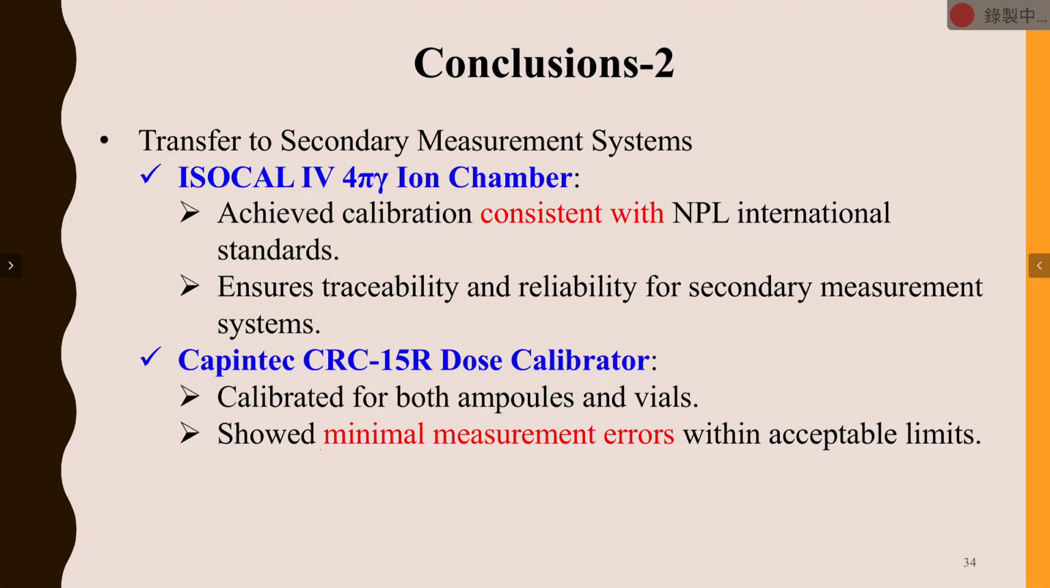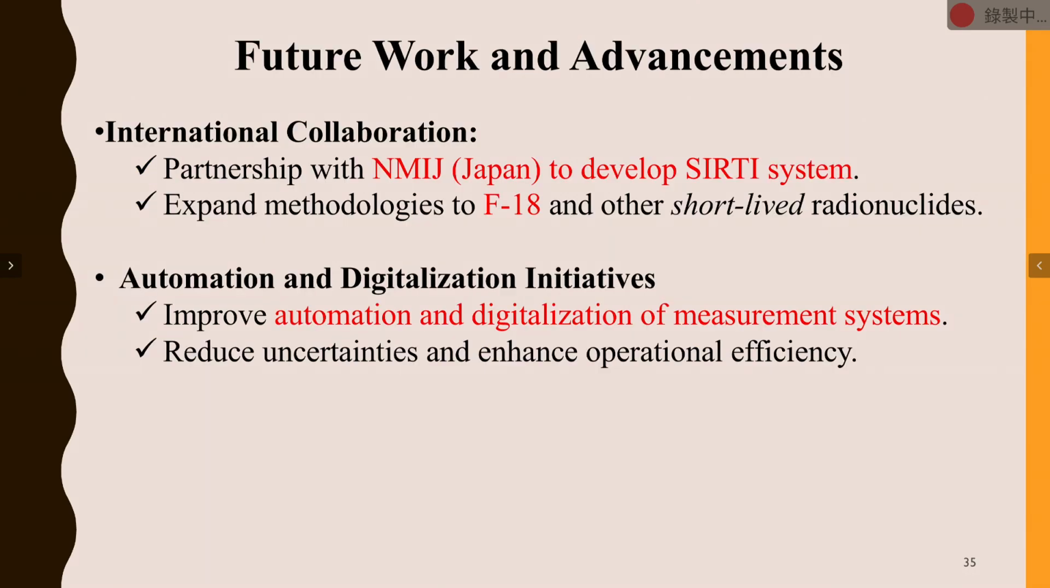In future work, we have established a strong partnership with NMIJ in Japan to develop the TDCR system, expanding our methodologies to fluorine-18 and other short half-life radionuclides. To further improve our efficiency, we are advancing automation and digitalization in our measurement system. This innovation will help reduce uncertainty and enhance operational efficiency, paving the way for more precise and reliable activity measurement.